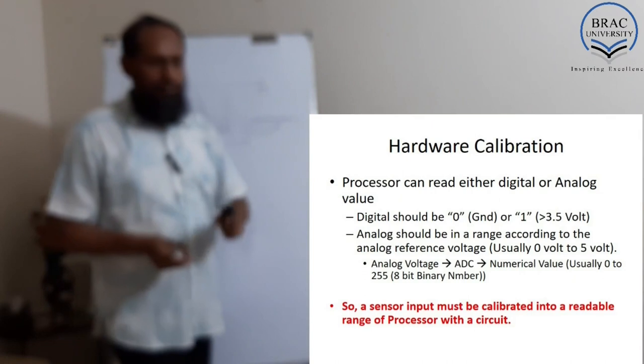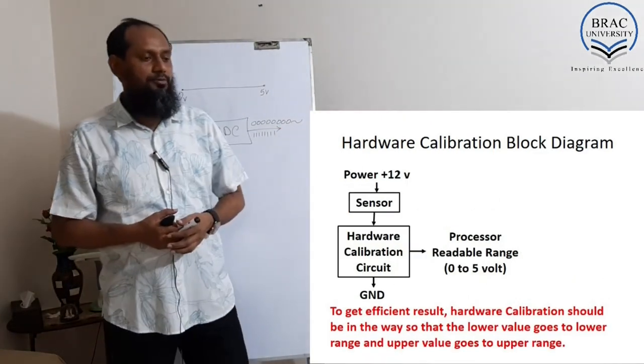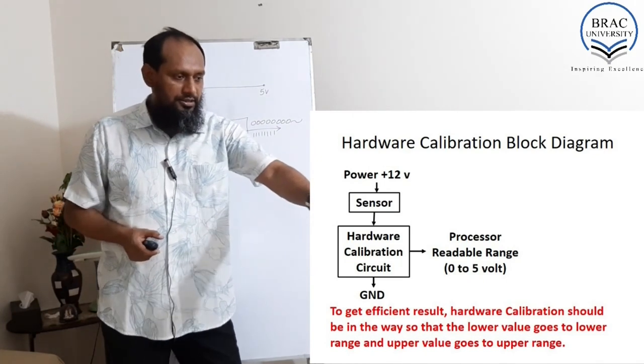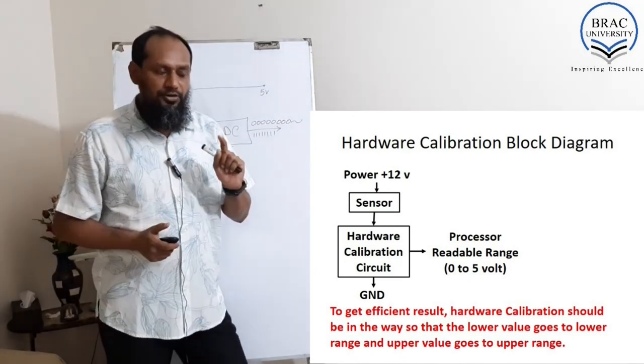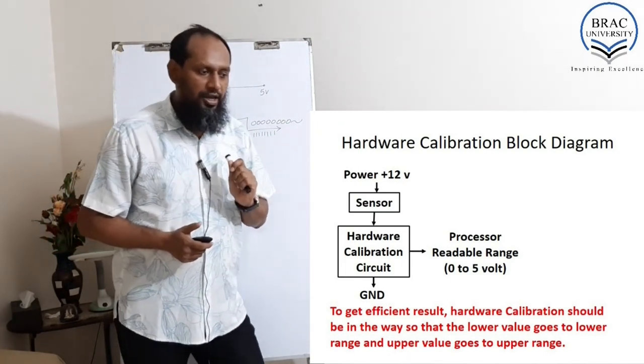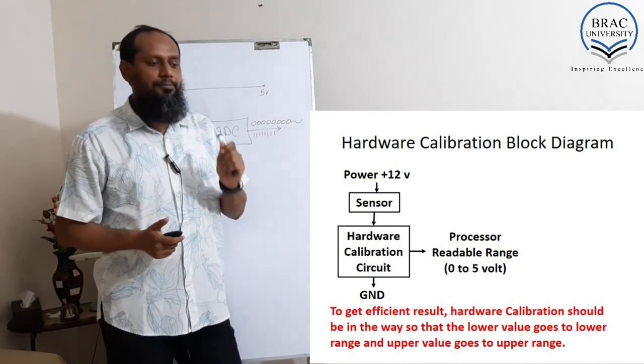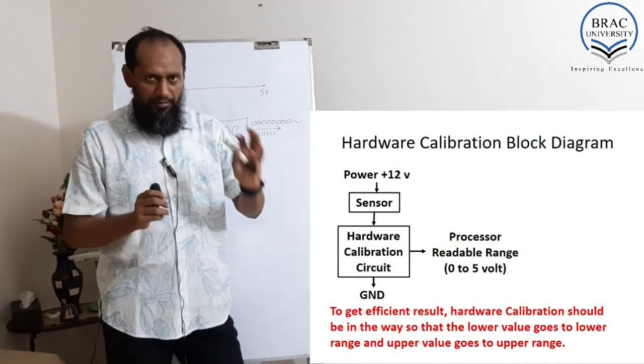And this is another important part. Hardware calibration, this is the hardware calibration block diagram. The red thing is written down there. To get an efficient result, hardware calibration should be done in such a way that the lower value goes to the lower range and the upper value goes to the upper range. Okay, I'm going to discuss this.